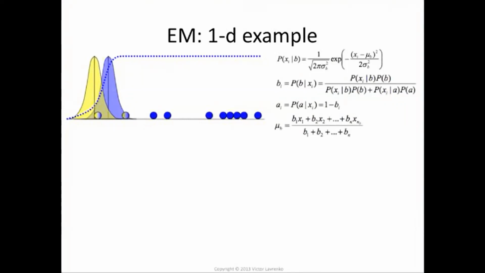This is actually the critical thing. If you get this, you'll get the rest of it. This is good. Is everyone good on this? Okay. So that's how you re-estimate the blue mean.